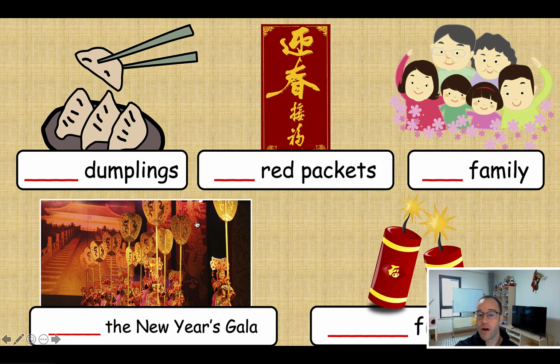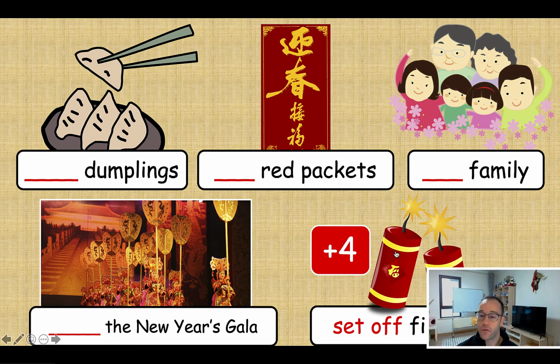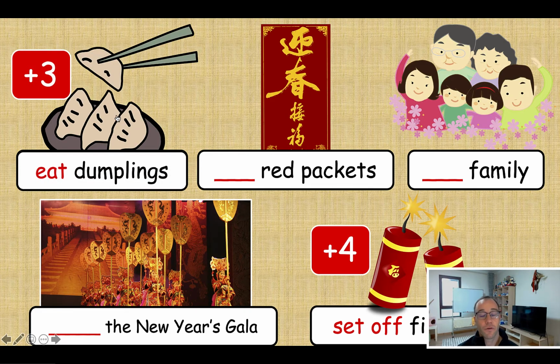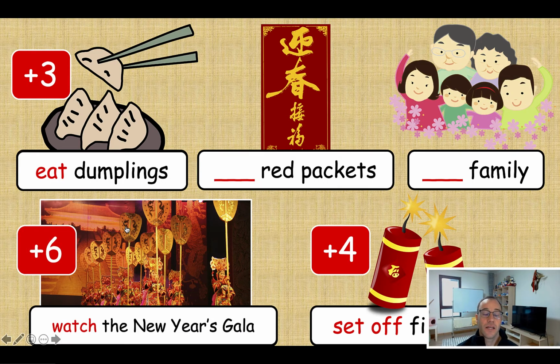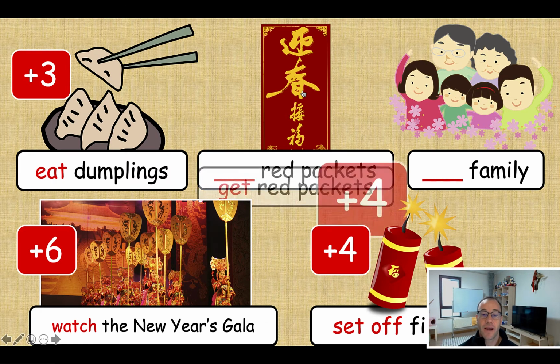now for example, I programmed this so when you click on the picture itself, okay, let's say a student raises their hand and says, set off fireworks. When you click on this, it will show you the word and it will reveal points, okay? So you give the points to the team, whoever said it, their whole team says it together, go to the next team, okay, they say eat dumplings, click on eat dumplings, ooh, 3 points. Everyone says eat dumplings from that team. Next team says watch the New Year's Gala. Okay, so there are 6 points there, very excited. And next team says get red packets, okay?